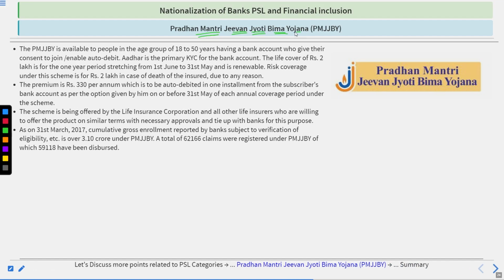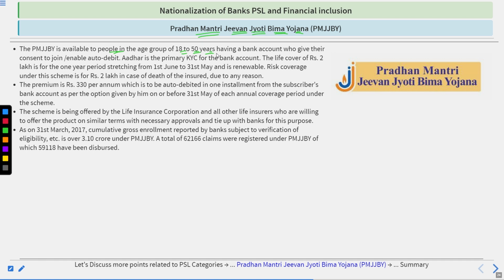Pradhan Mantri Jeevan Jyoti Bima Yojana, PMJJBY. It is available to people in the age group of 18 to 50 years having a bank account who give their consent to join and enable auto debit. Aadhaar is the primary KYC for the bank account.